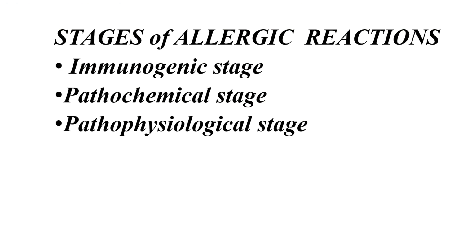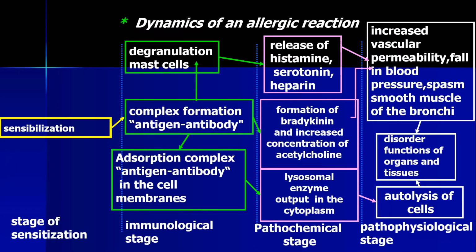Next, the stages of allergic reaction. An allergic reaction has an immunogenic stage, a pathochemical stage, and a pathophysiological stage. The first three types of allergic reaction are immediate reactions, in which B lymphocytes take part, but type 4 allergic reaction is a delayed reaction, and T cells take part.